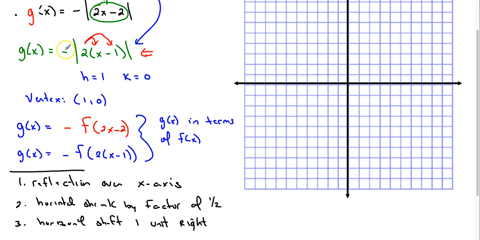The negative sign in the front is my reflection over the x-axis. The 2 inside here, my b value, is a horizontal shrink. Shrinks get smaller, so by a factor of 1/2. Minus 1 moves my graph to the right, and I have no k value, so there is no vertical stretch or vertical shift either.